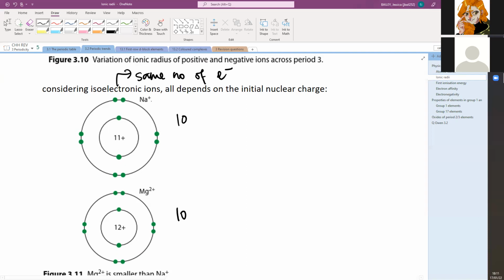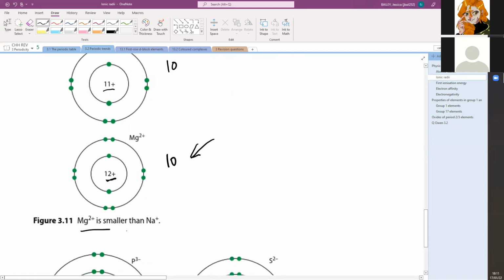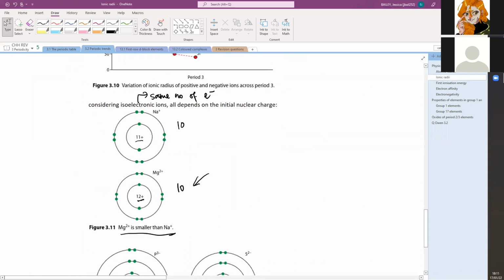So here, since sodium's nuclear charge is only 11, but magnesium's is 12, then 12 is bigger than 11, so the attraction experienced by the electrons in the magnesium ion is going to be greater because there's more positive charge to be spread across the same amount of negative charge, and hence magnesium will be smaller than sodium, which is what that statement says.